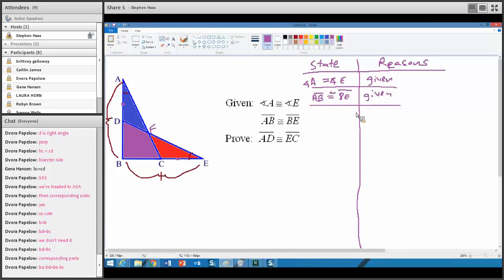Now, we discussed also looking at this angle over here and this angle over here, and then we've got the two sides over here. And then the third thing we decided was to get this angle here. Let me use a different color as you can't really see it. Then we decided to get this angle. So we'll say angle B is equal to angle B, and we'll base that on the reflexive property.